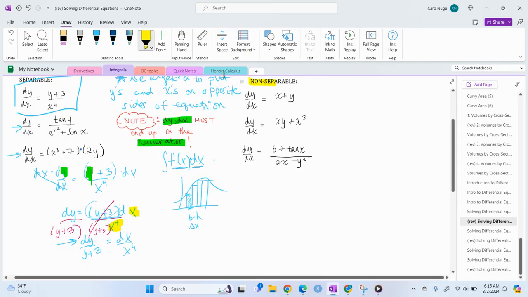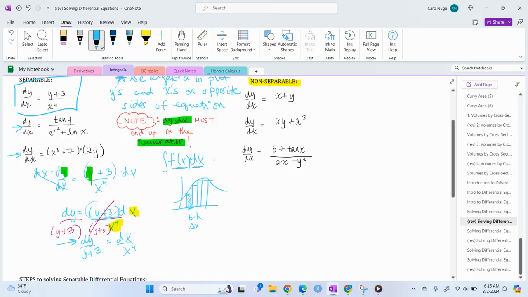Now, the non-separable, let's talk about why this is not separable. You could try something like, what if I subtracted y from each side? Then you have dy/dx minus y equals x. So you've got your y with your dy, but then I have to get the dx to the other side. You could try multiplying each side by dx, but then you would have to technically distribute it here. It doesn't just cleanly cancel because of this y. So you'd end up with dy minus y dx equals x dx.